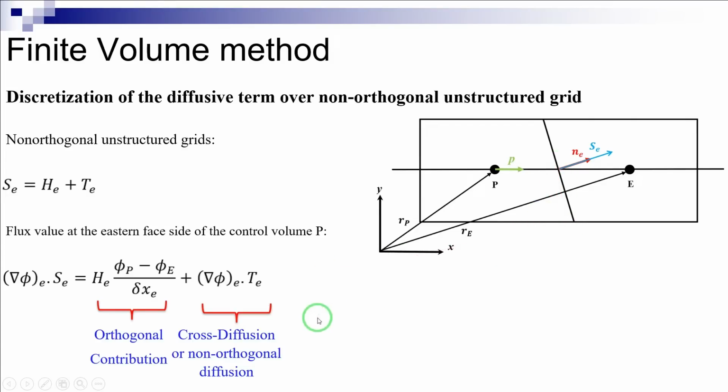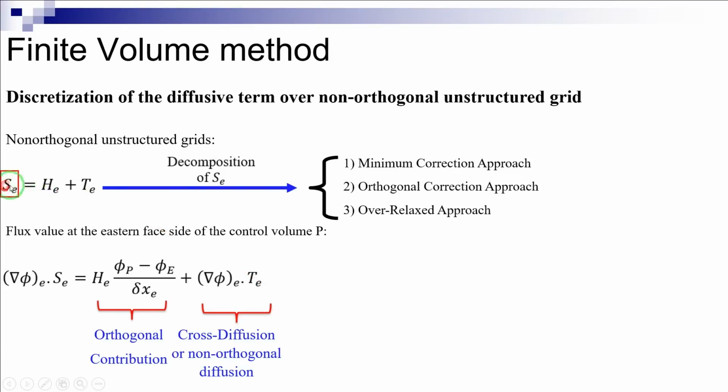Different options for the decomposition of SE are available, such as minimum correction approach, orthogonal correction approach, over-relaxed approach. However, the most stable convergence in the CFD solutions is achieved by using the over-relaxed approach. That is the main reason why the over-relaxed approach is the most preferred approach in the CFD community. Here, I'm going to briefly present this scheme.